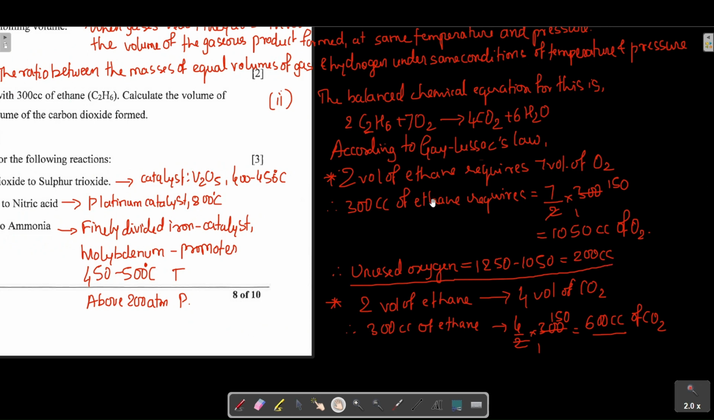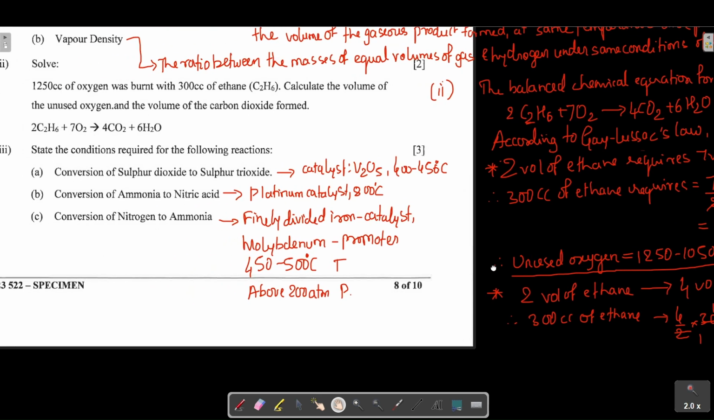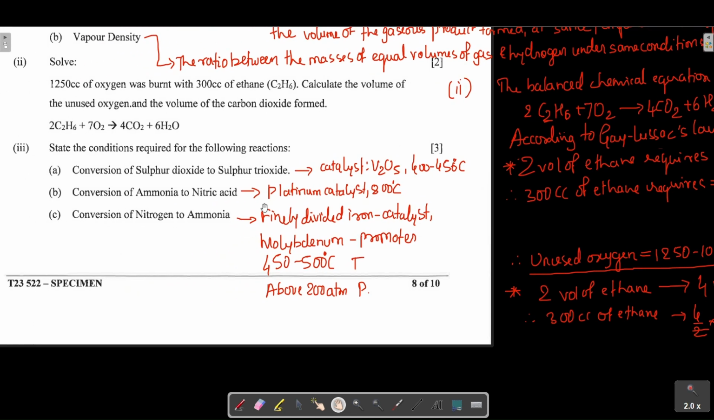Again, calculate carbon dioxide volume. 2 volumes of ethane give us 4 volumes of carbon dioxide. Therefore 300 cc of ethane will give us how much? When you do it, 600 cc of carbon dioxide. All this you have to write, then only you will get full marks. Many people simply write directly 600 cc CO2, 200 cc O2, no marks. Calculation you have to show.